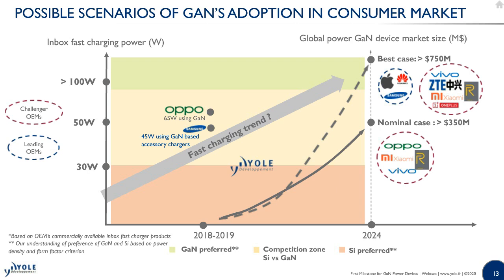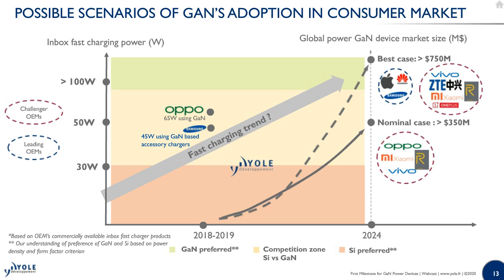One way to do so is really to differentiate their products by launching innovative and high-performance solutions, as is the case in fast charging. Oppo's adoption is really a perfect example of this. Similarly, Xiaomi has also announced 66-watt fast chargers, and Vivo has also announced beyond 100-watt charging, where GaN is more likely to be deployed in terms of an interesting price and performance ratio.